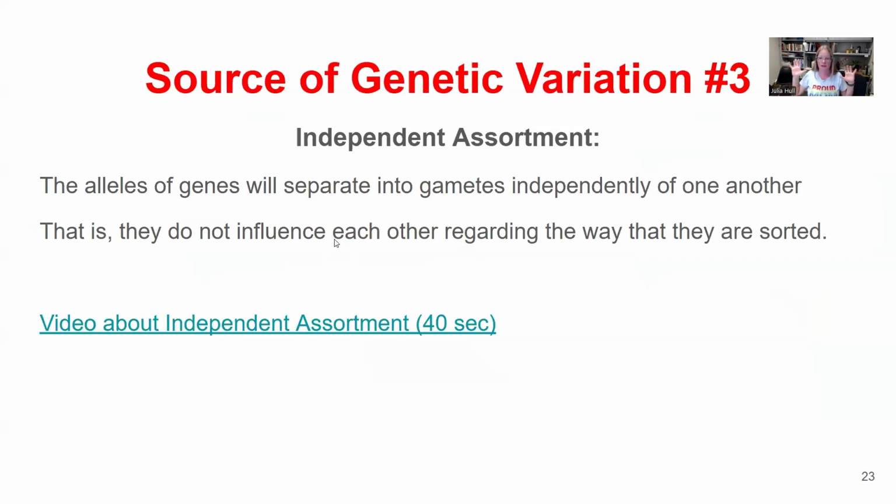Source of genetic variation number 3 is independent assortment. Okay, it occurs during metaphase 1. Independent assortment is where the alleles of genes are going to separate into different gametes independent of each other. So how these chromosomes line up and which side of the equatorial plane they line up on is independent of what the other chromosomes are doing.